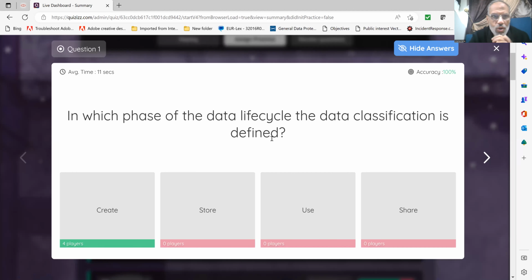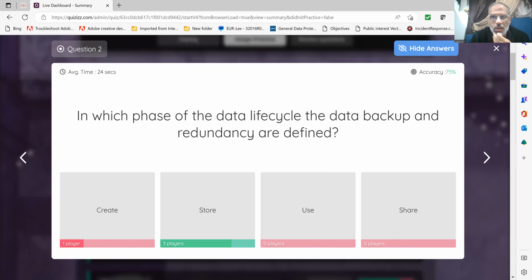In the first question, I think there is no need. All of you answered the question correctly. The second one: in which phase of the data life cycle are data backup and redundancy defined? It is in the second one, the store phase. And as I told you, gentlemen, it is very important to know these special requirements in the phases.